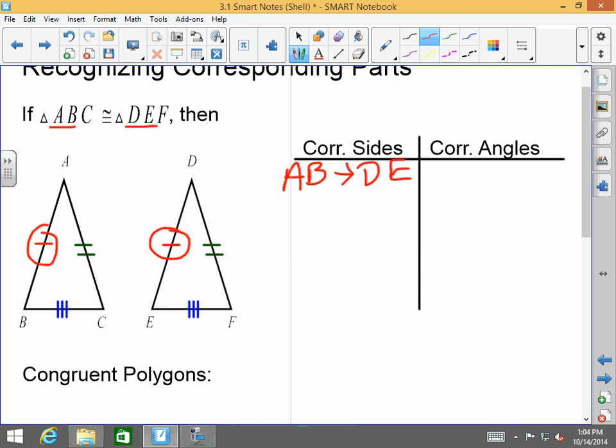No, that little line, the tick mark, no, it's just an arrow. I'm just saying that AB corresponds to DE. Thank you, sir.